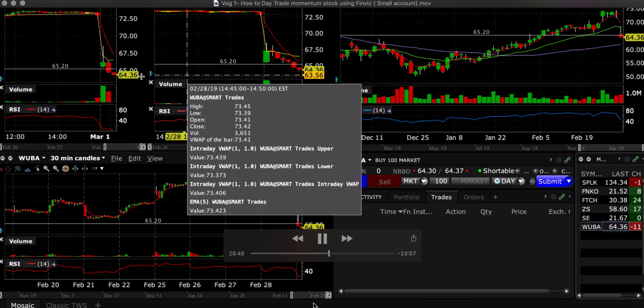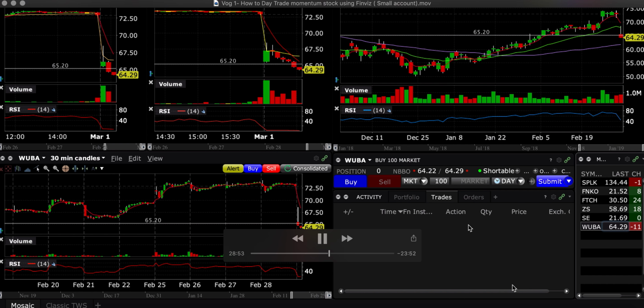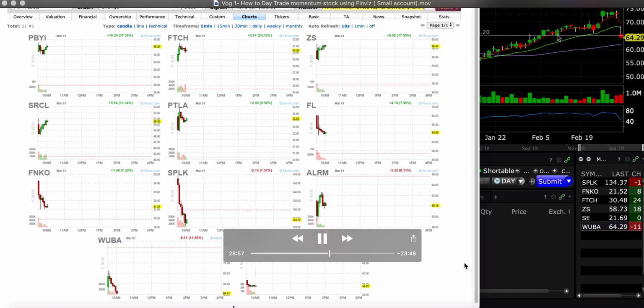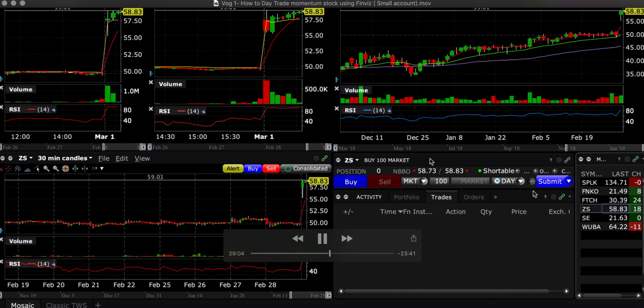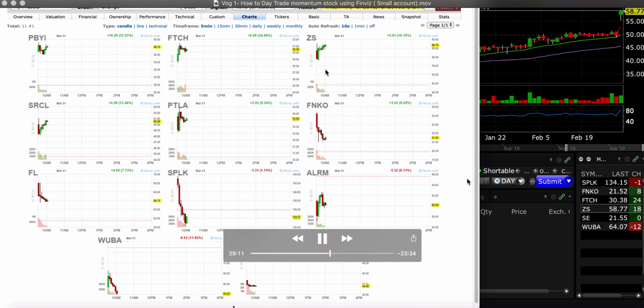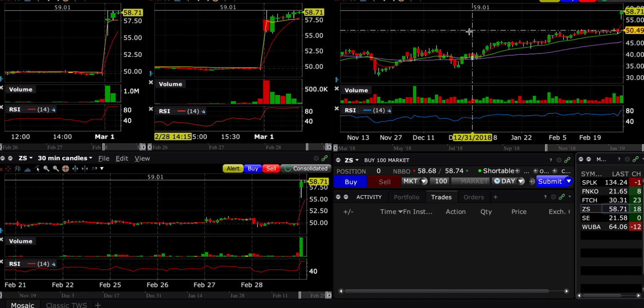Now, here's what I want to try to show you, right? So now there's this name, WUBA. What I noticed was it had this nice support at 65.20. It broke through it. I didn't see a pattern though. The other name which I was interested in was ZS, right? So what I did was I was watching this name. You see on this video, I'm going back and forth on ZS, trying to make a decision of whether I should be getting into the name or not.